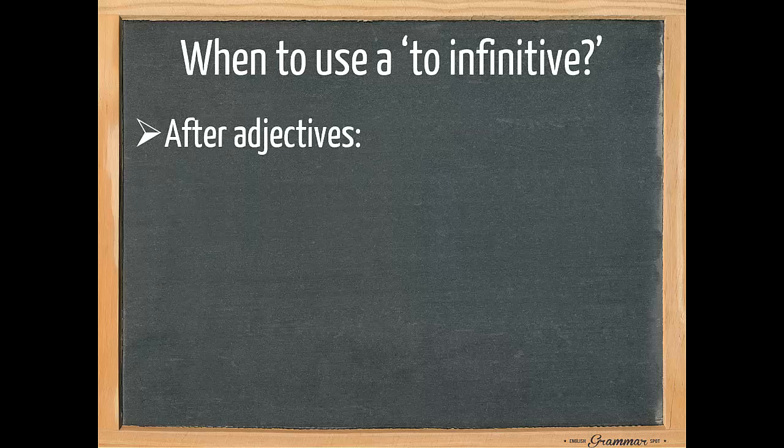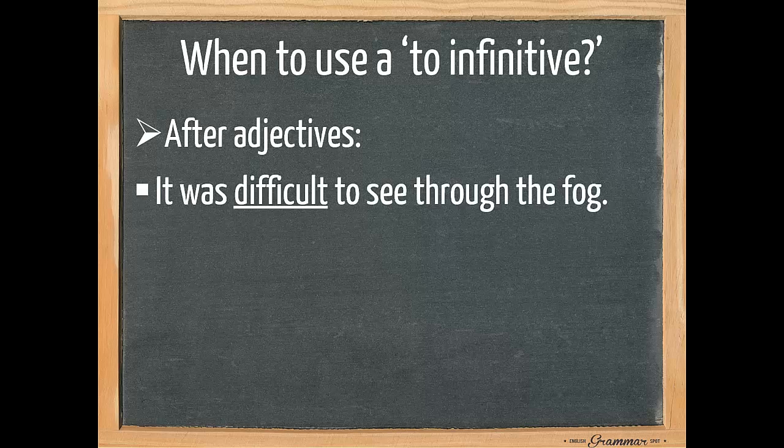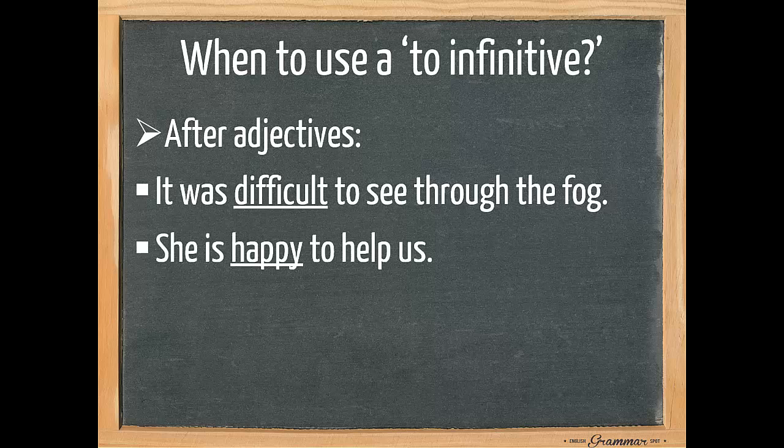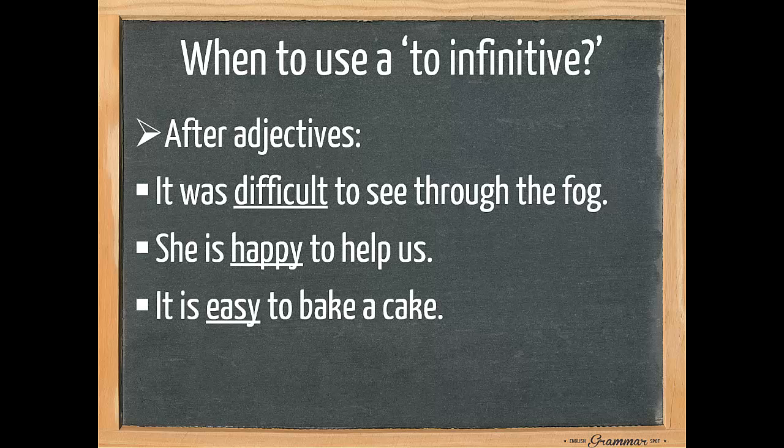We also use the to infinitive after adjectives. It was difficult to see through the fog. So here, difficult is an adjective. She's happy to help us. Again, happy as an adjective takes the to infinitive. And it is easy to bake a cake.